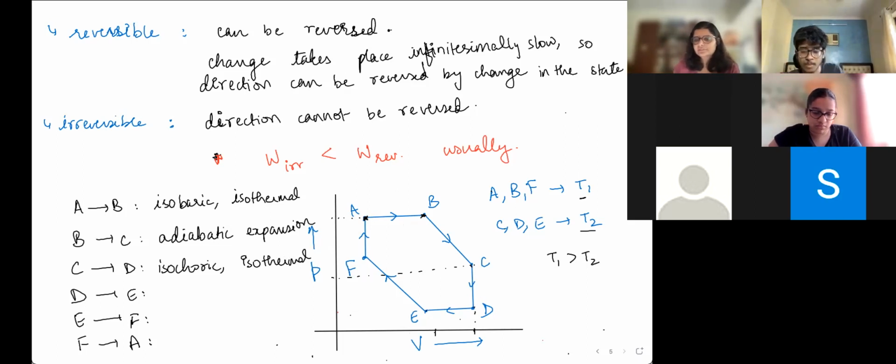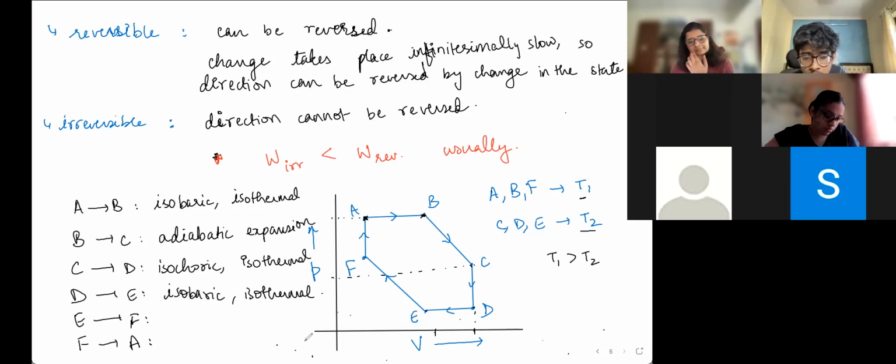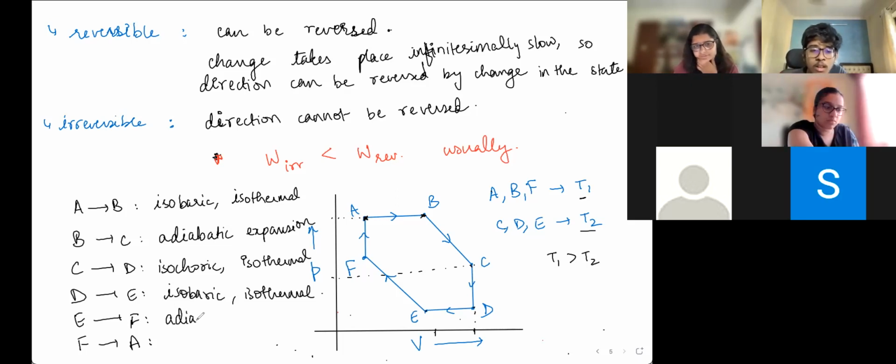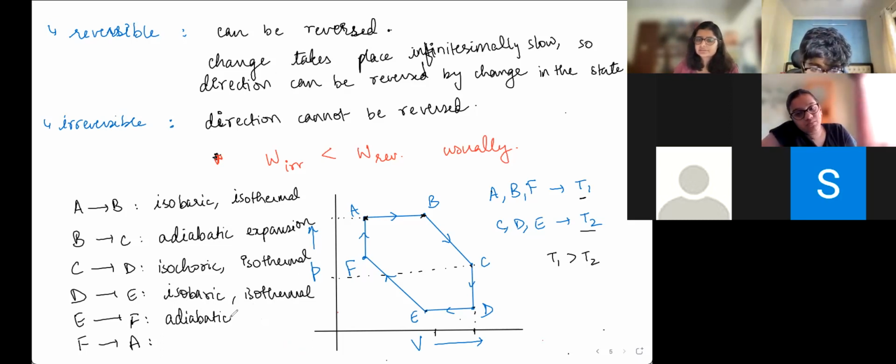D to E. What can you say about that? Isobaric and isothermal. Yeah, just mirroring A to B. Okay, what can you say about E to F? Adiabatic. Adiabatic again. Like adiabatic is correct, but is there expansion or contraction taking place? Compression, or contraction rather. Yes.